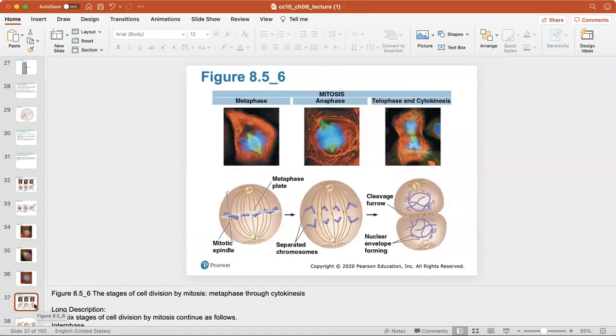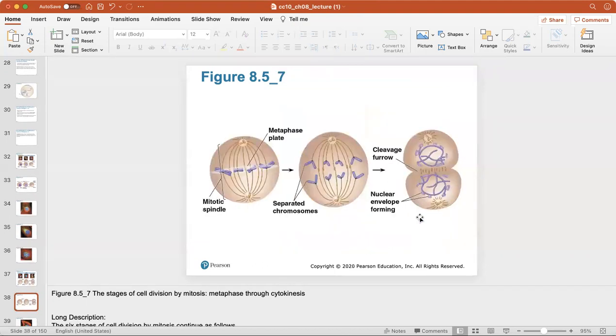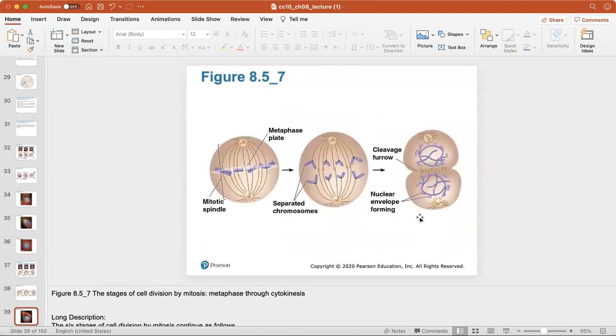So here we have the next couple stages of mitosis. Metaphase is when the chromosomes line up on what we call the equatorial or metaphase plate. In anaphase, the chromosomes are split or pulled apart. And then telophase and cytokinesis are when two new daughter cells will form. And that is shown by these.